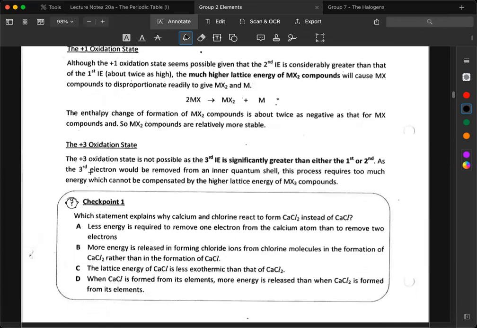The +3 oxidation state is not possible because the third IE is significantly greater than either the first or the second. As the third electron is removed from the inner quantum shell, this process will require too much energy, which cannot be compensated by the higher lattice energy of MX3 compounds.